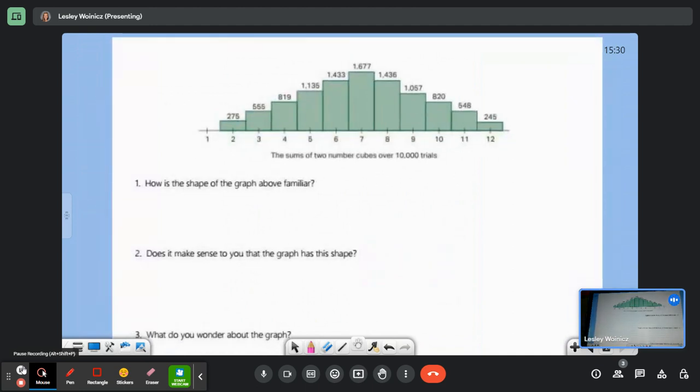Okay, here we have the sums of 2 number cubes over 10,000 trials. How is the shape of the graph above familiar? Okay, it's roughly symmetric. What does it also kind of remind us of? We got another word. It starts with an N. Normal. It kind of looks like it might be normal. We don't know if it's normal.